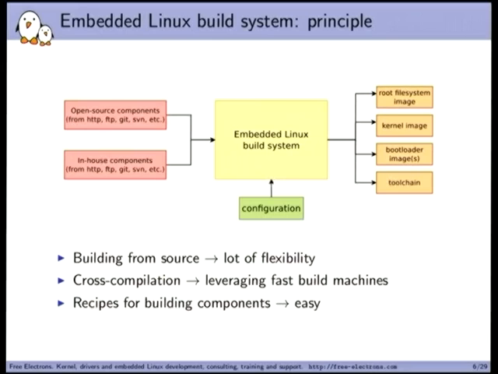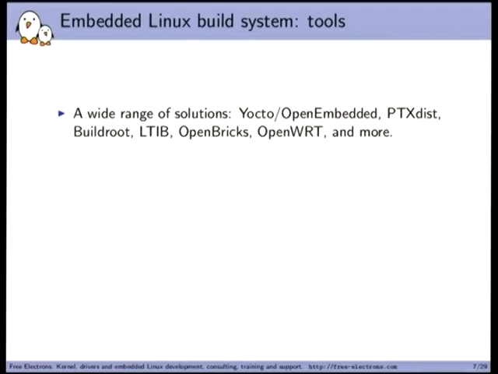And those tools have recipes for building components, so it makes it easy. Instead of having to worry about how to compile x.org, you just select an option and it's going to do it for you because the tool knows how to build x.org. So there's a wide range of tools available to do that: Yocto and OpenEmbedded, PTXdist, Buildroot, LTIB, OpenBricks, OpenWRT, and much more that I've probably forgotten.